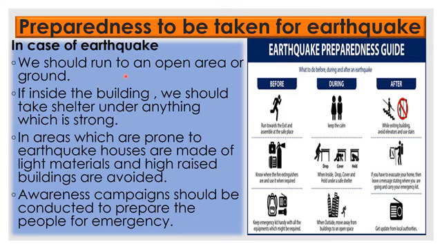To sum up the preparedness, we should run to an open area or ground. If inside the building, we should take shelter under anything which is strong. In an area which is prone to earthquake, houses are made up of light material and high-rise buildings are avoided. Awareness campaigns should be conducted to prepare the people for emergency. When we follow all these preparedness, then only we can reduce the impact of earthquake.